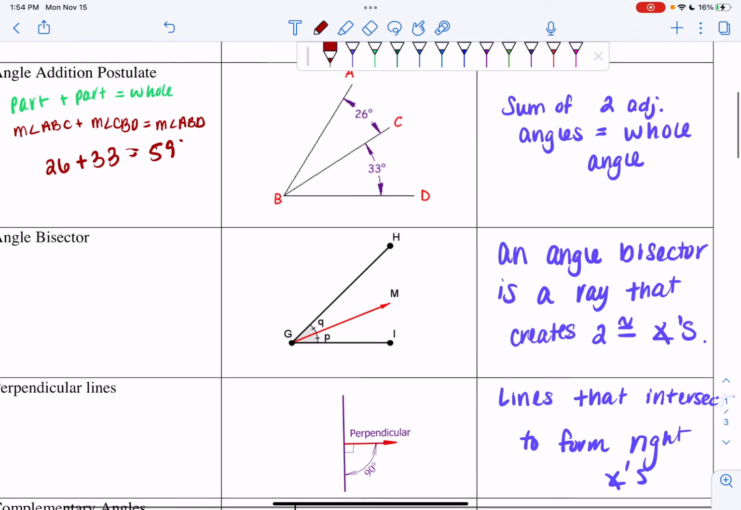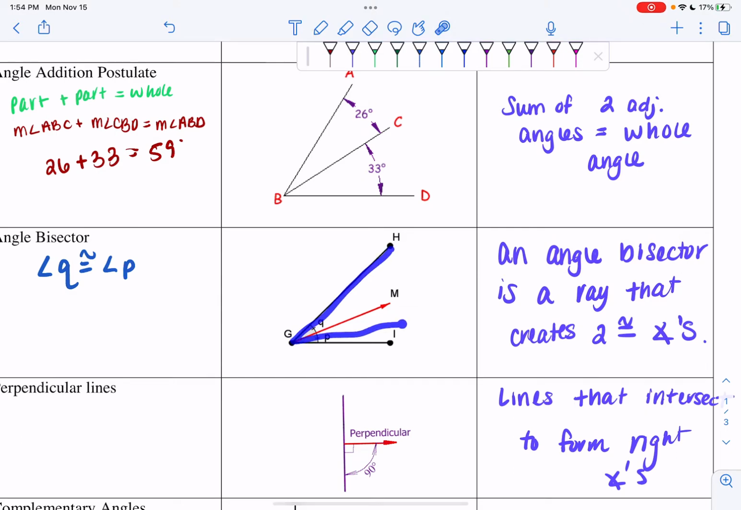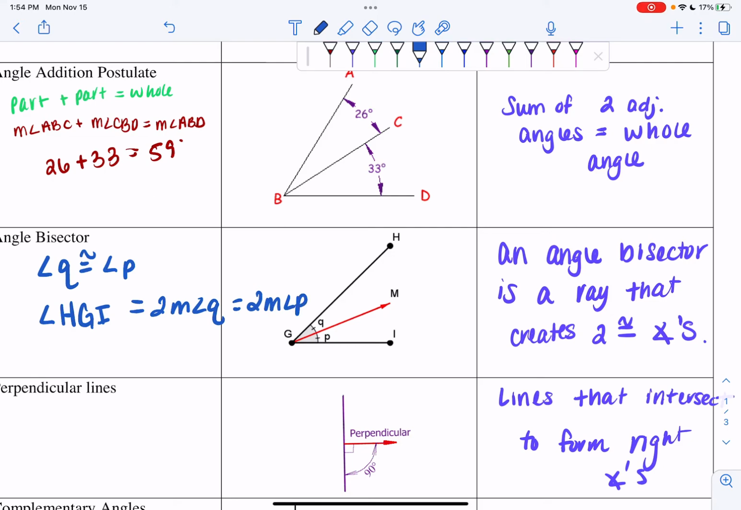Now, angle bisector. An angle bisector is simply a ray that creates two congruent angles. So in this visual, I can say angle Q and angle P are congruent to each other. I can also say that the measure of angle HGI is equal to 2 times the measure of angle Q, which is equal to 2 times the measure of angle P.